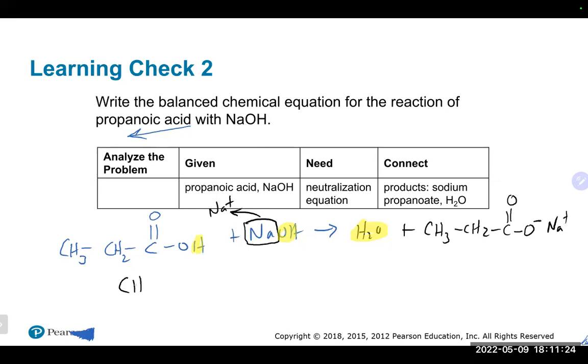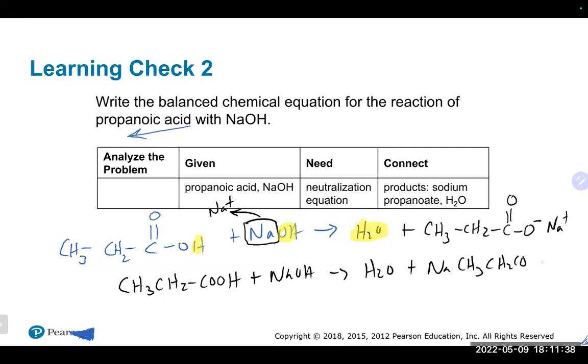If you just wanted to write the reaction, you could just write CH3CH2COOH plus NaOH yields H2O plus NaCH3CH2COO, and stuff like that. So that would be right.